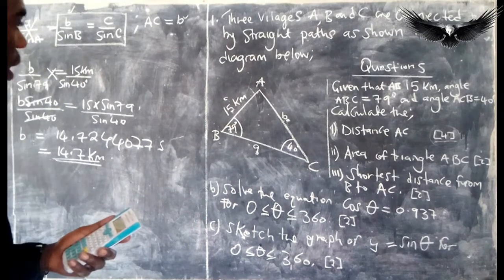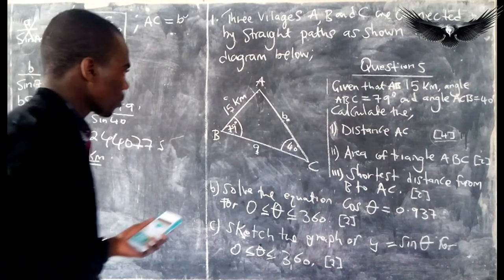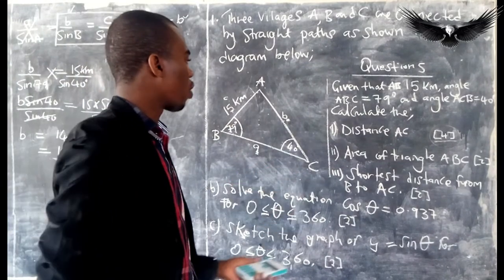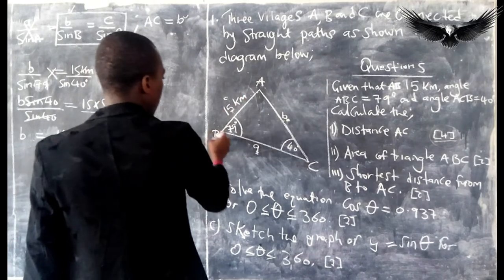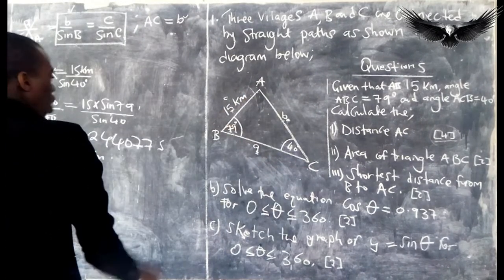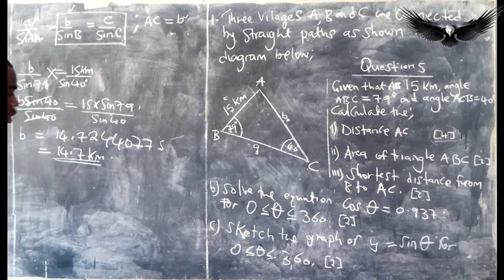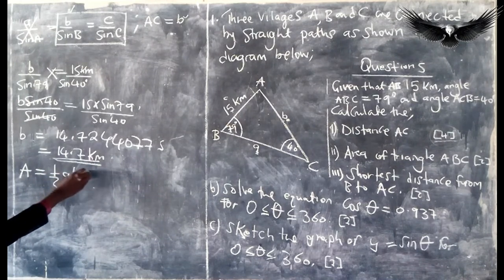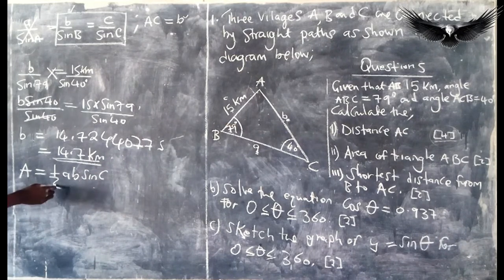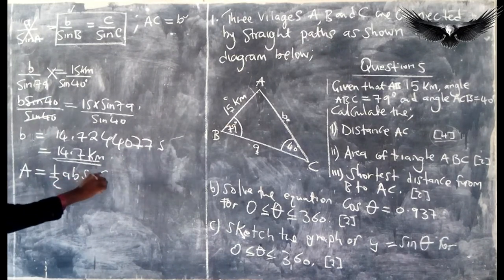Alright, then the next question simply says, calculate the area of triangle ABC. Now, area of a non-right angle triangle is given by the formula: half AB sine C. That is the formula. So half AB sine C.